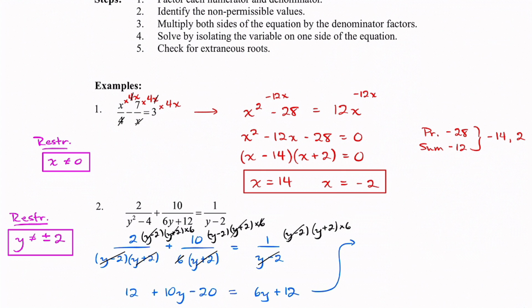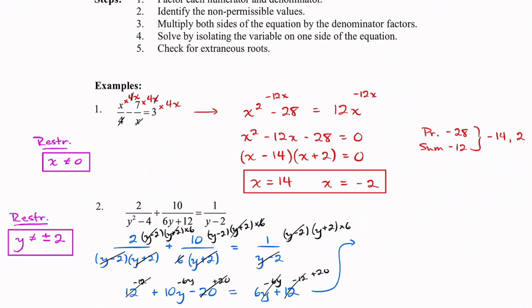Next I'm going to try to get all of my y's on the left side and all of my numbers on the right side. So I am going to subtract 6y from this side and then also from this side. It's going to cancel on this side. And then I'm going to subtract a 12 and add a 20. And then do that here as well. Subtract a 12, so those will actually cancel, and then add a 20. And these canceled as well over here.